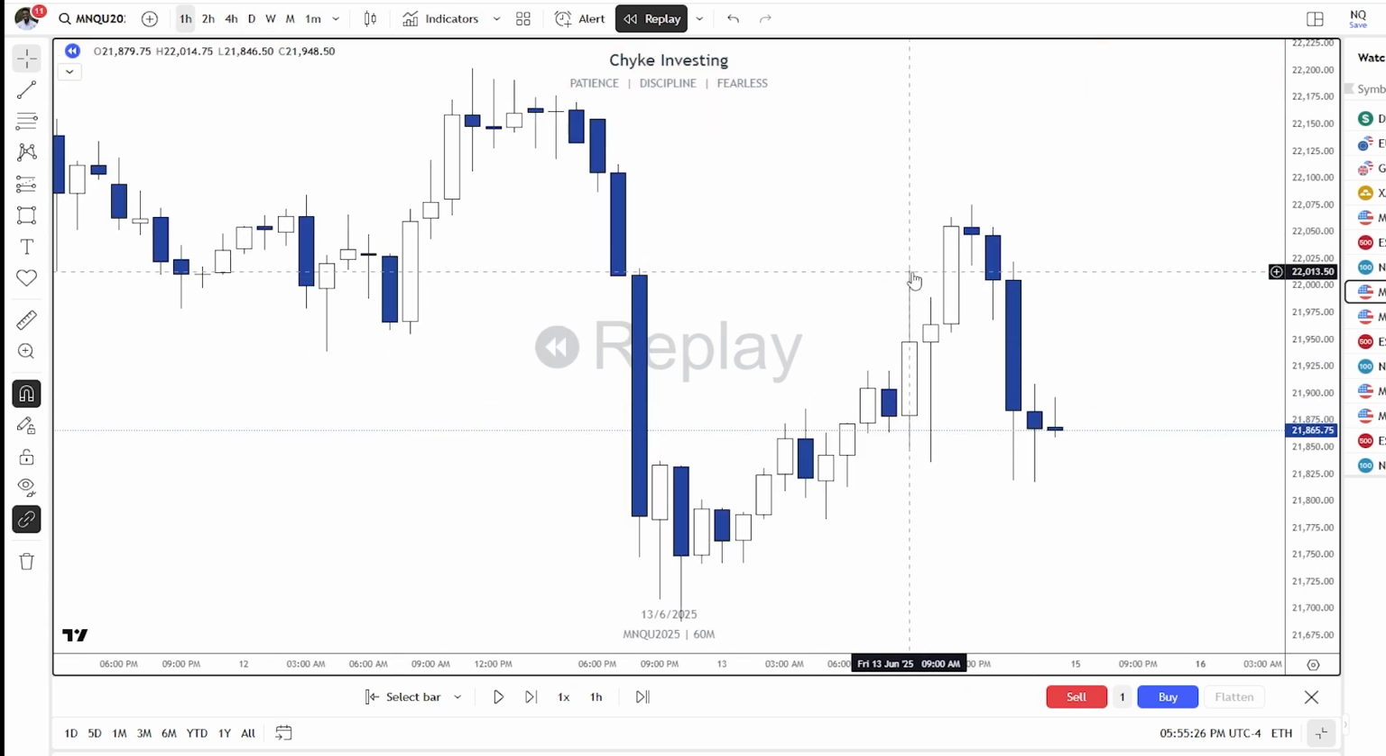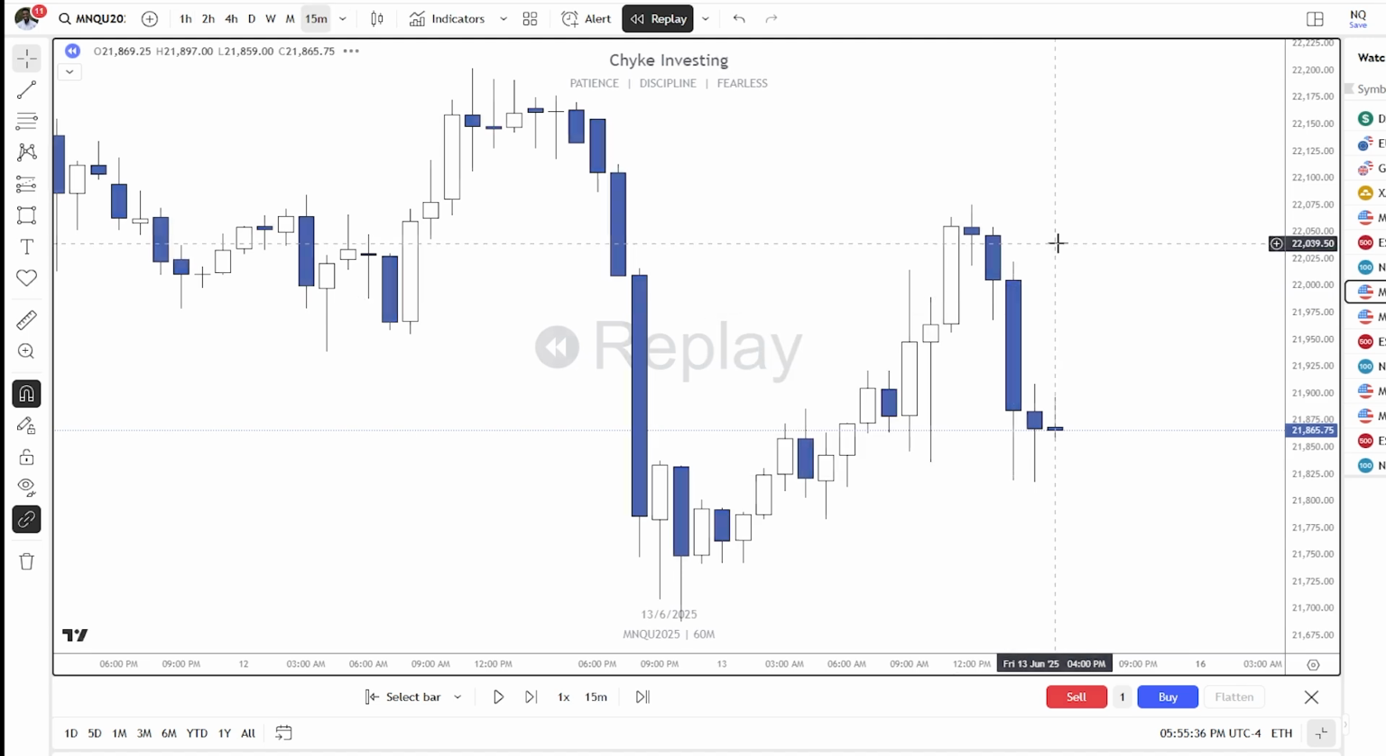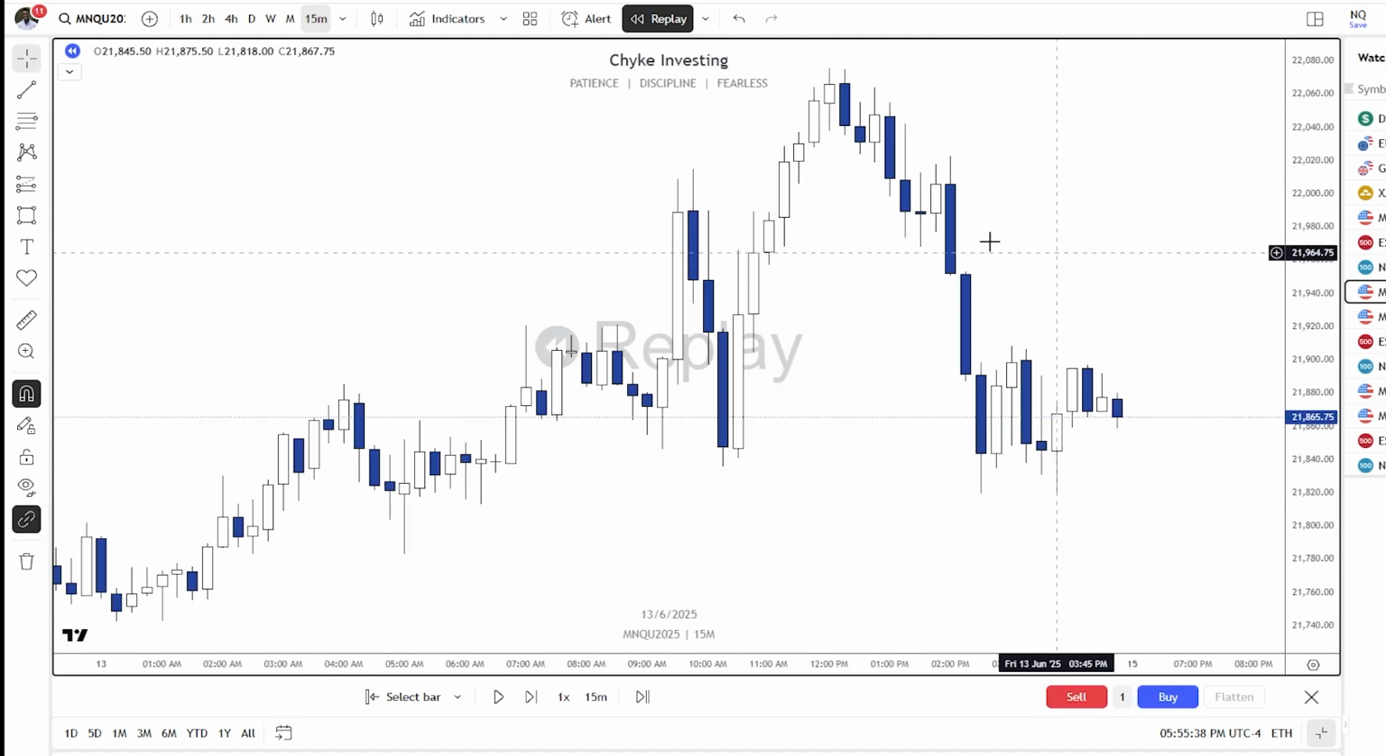The 1 hour also seems to be aligned. There's a high here that got purged, and then price started to break down. So far, every time frame is telling us bearish.